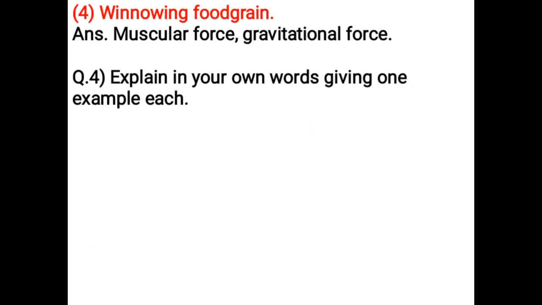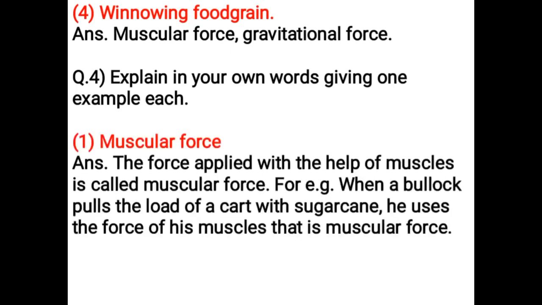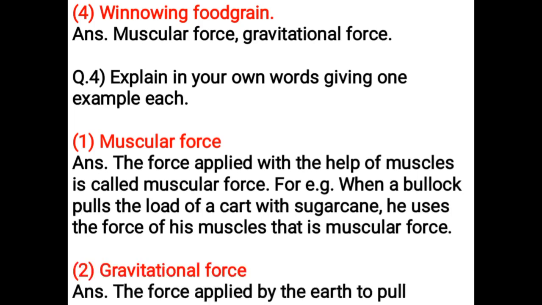Explain in your own words, giving one example each. Muscular force. The force applied with the help of muscles is called muscular force. For example, when a bullock pulls the load of a cart with sugarcane, he uses the force of his muscles, that is muscular force. Gravitational force. The force applied by the earth to pull objects towards itself is called gravitational force.